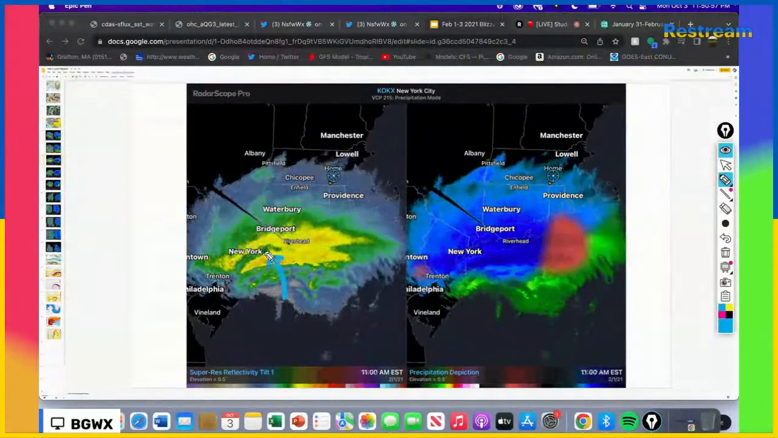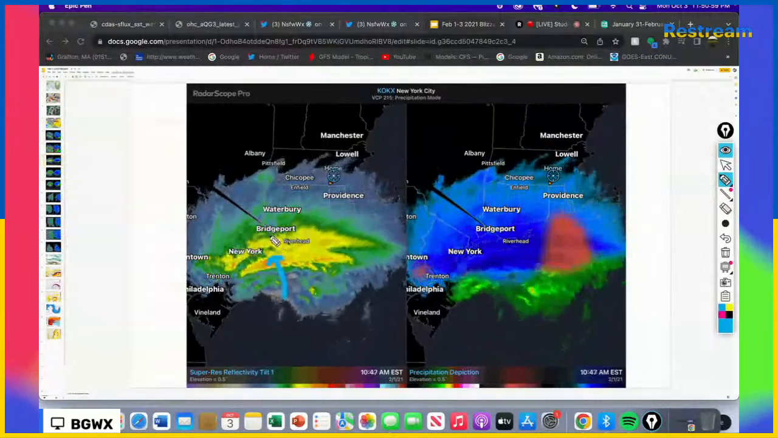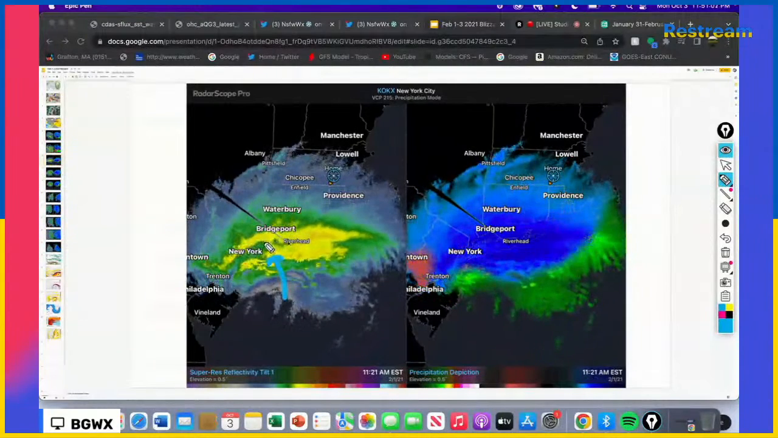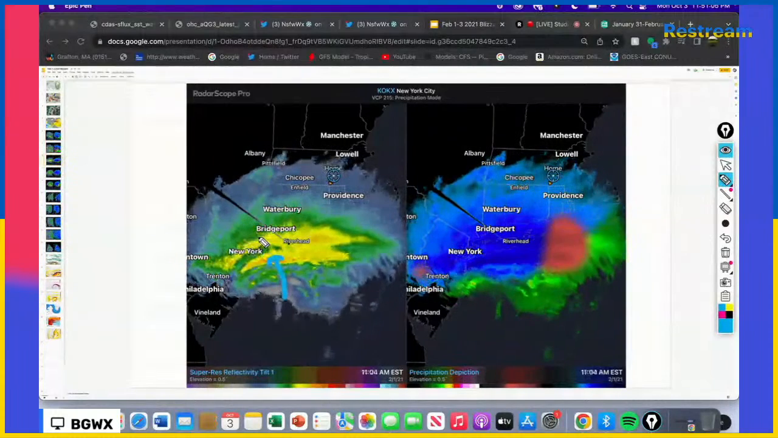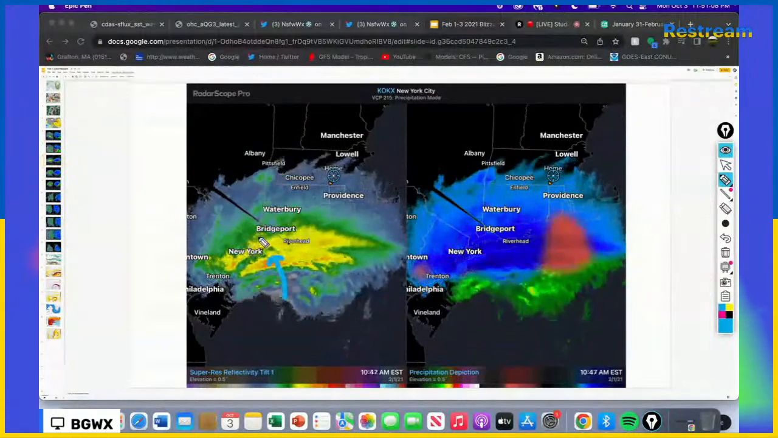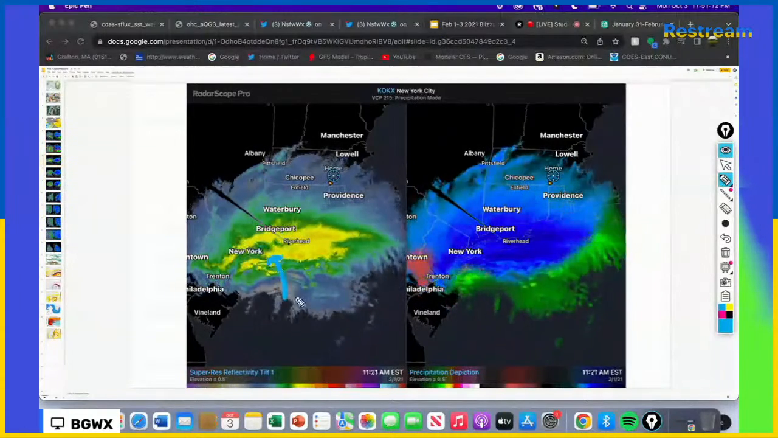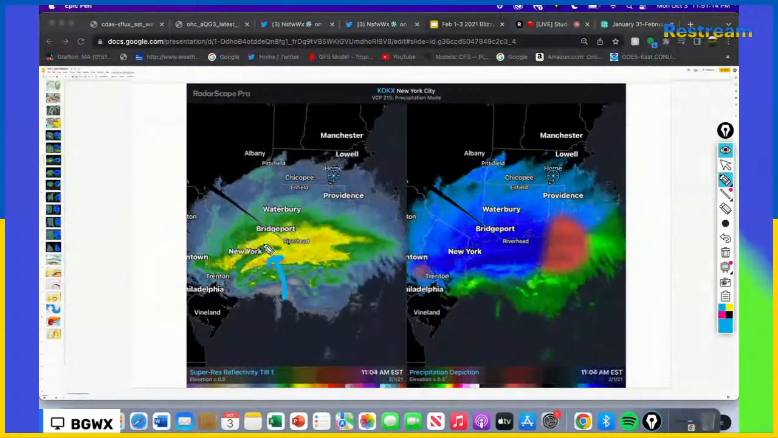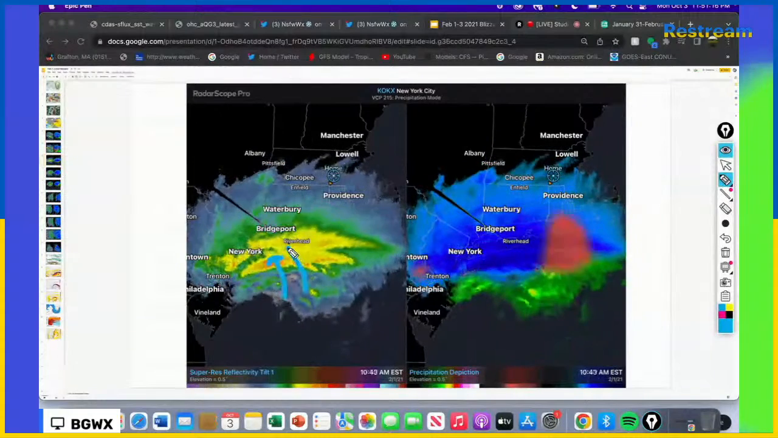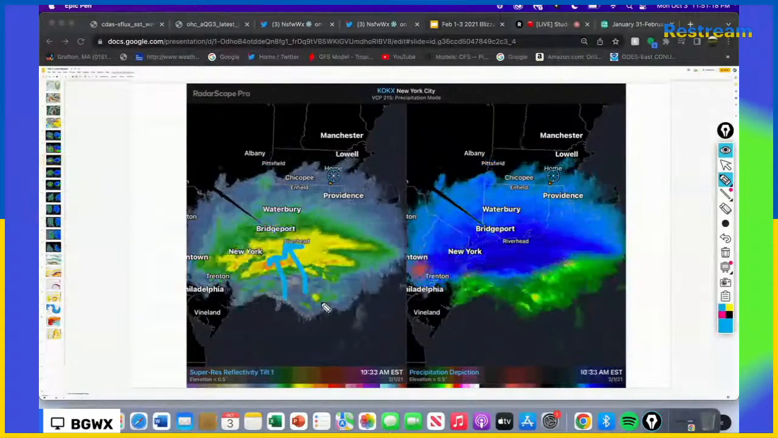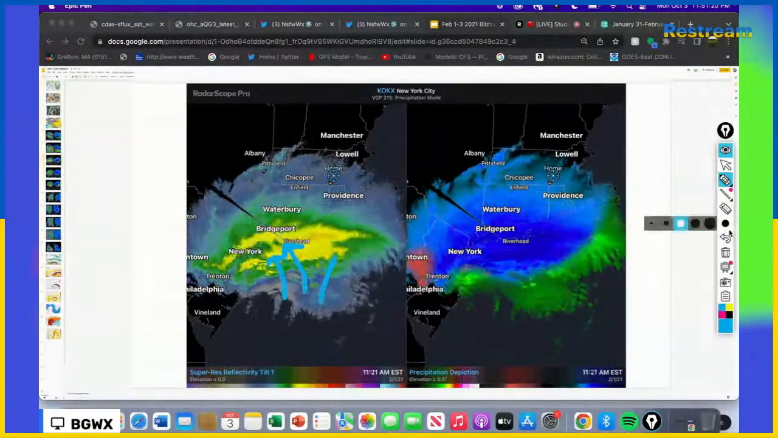But this is when the mid-level dynamics were starting to get really good. I'm starting to get a little ahead of myself, but I just want to demonstrate the difference between when your trough is still positive and when it starts to go negative. And that's when your trough goes negative, that's when you can start to wrap the moisture around the trough and push the flow of the moisture this way rather than this way like we saw in that last radar GIF.